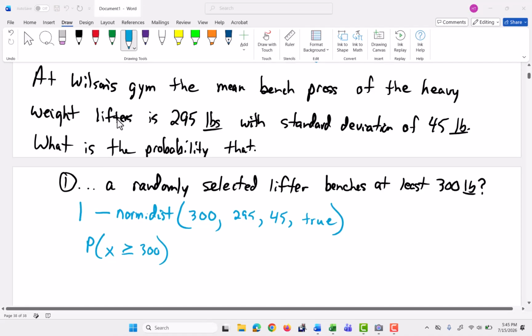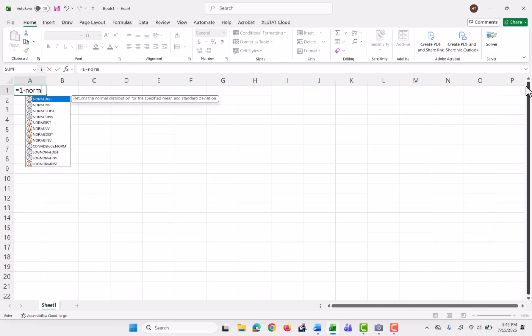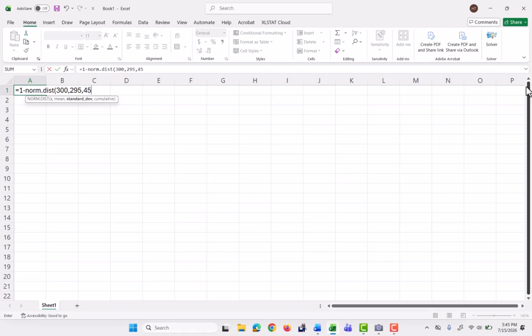So let's switch over to Excel here and we'll calculate that. So equals 1 minus norm.dist. The value is 300, the mean is 295, and the standard deviation of 45, and of course true as always. We get 0.4558. We'll go to 3 decimal places.